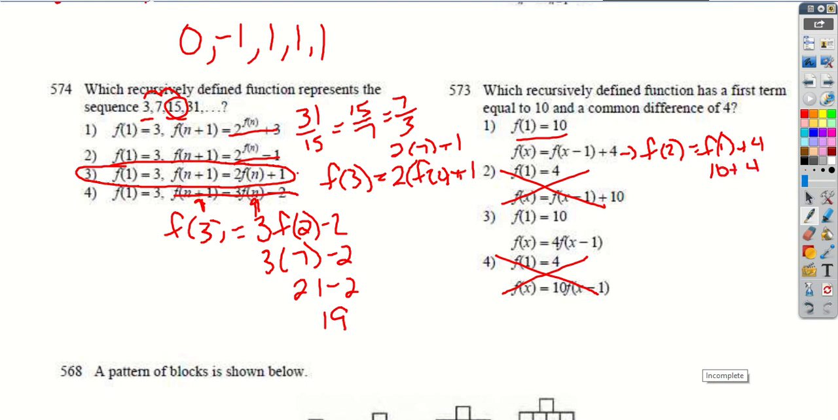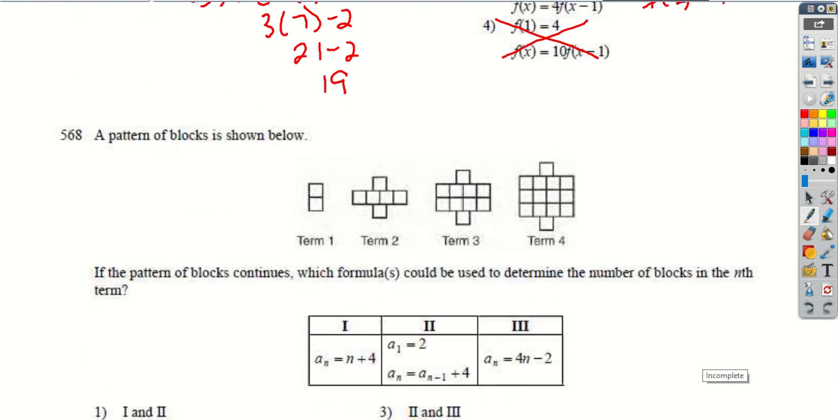This one says I'm going to do 4 times that. So f of 2 is going to be 4 times 10, which is going to be 40. And common difference also means I need to be adding. That's how I know I'm going to be doing choice 1.